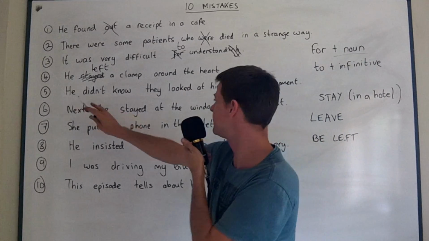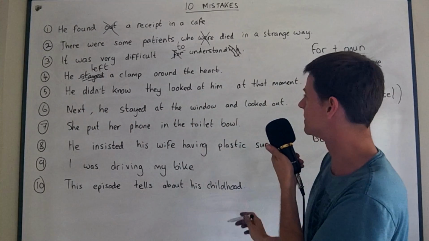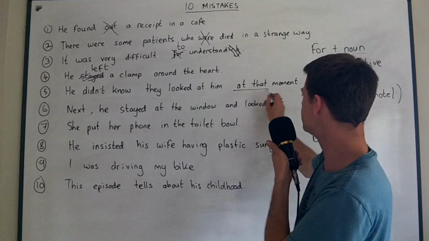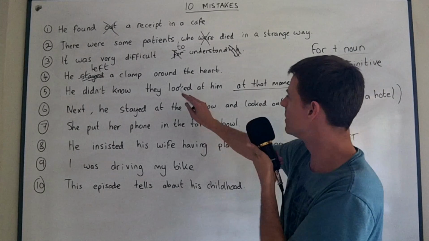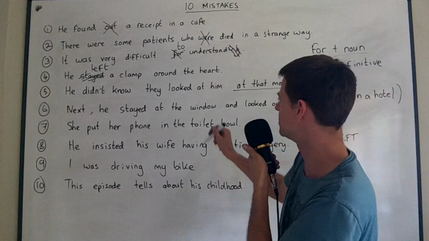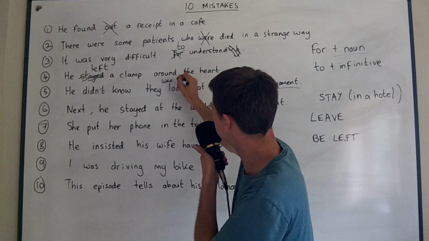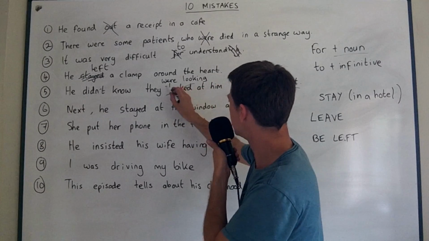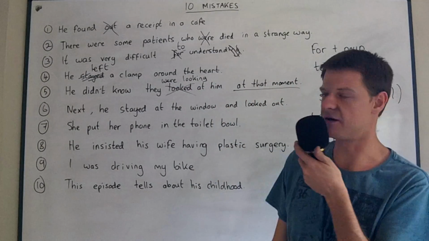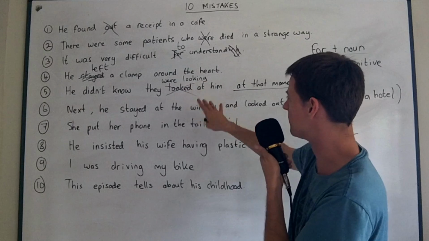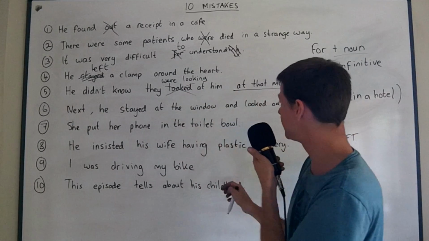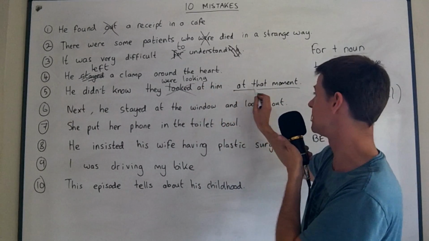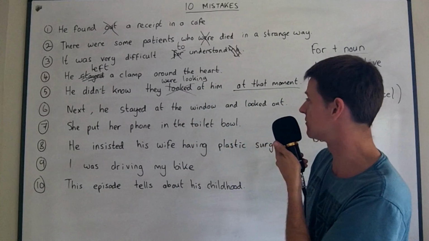Okay, number 5: he didn't know they looked at him at that moment. The problem is, with this, at that moment, we were in the middle of this action, and so we need past continuous. They were looking at him. If you don't understand why, please watch my past continuous video where I talk about the difference between past continuous and past simple, because it is clear to me that it must be past continuous.